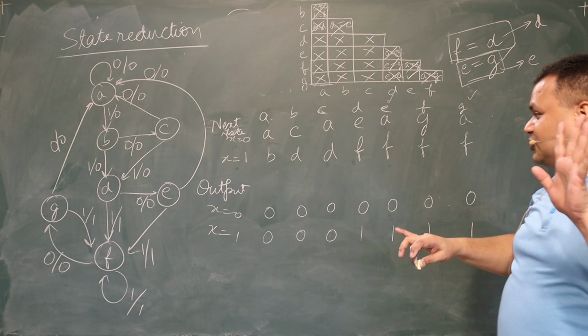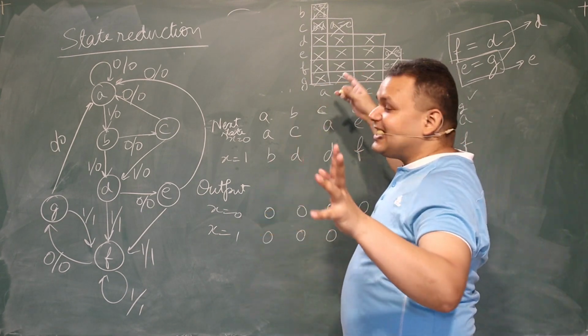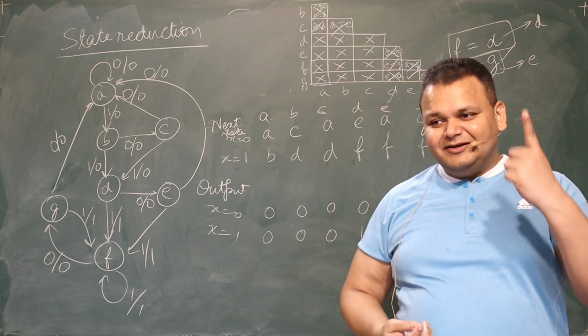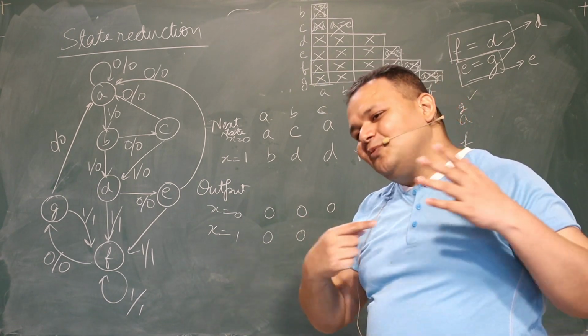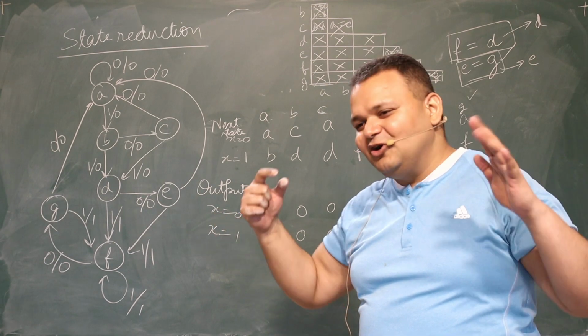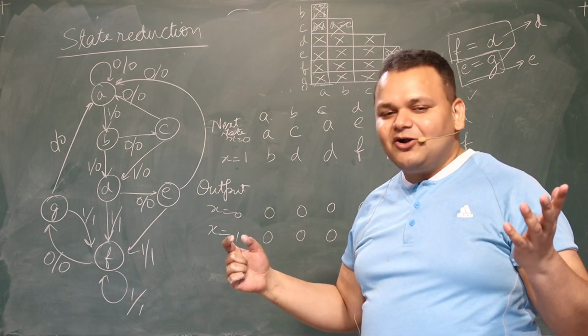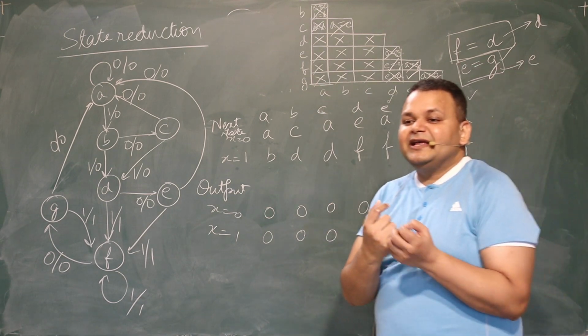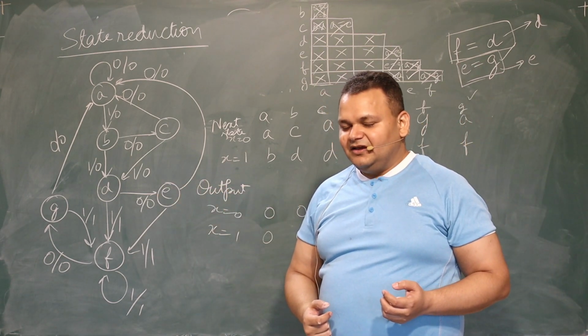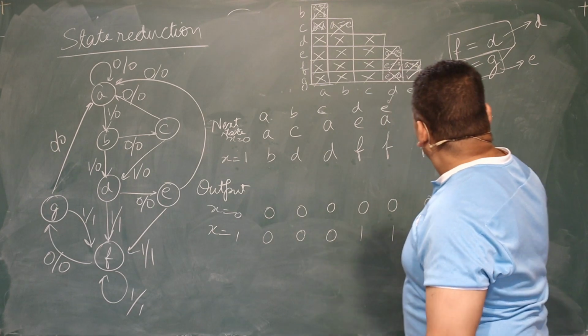So the way you check whether two states are equivalent or not, first thing you are going to check is whether the outputs are the same. If outputs are not the same, there is no possibility of anything. You don't have to check anything further. Those two states are not equivalent to each other. Once you have determined that the outputs are the same, then you look for whether next states are the same or not. That is how we do it.